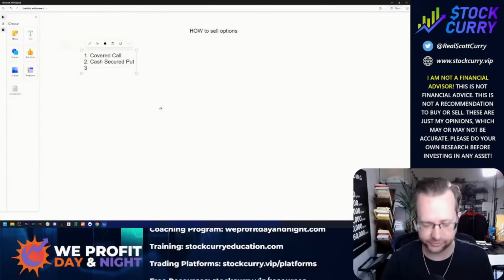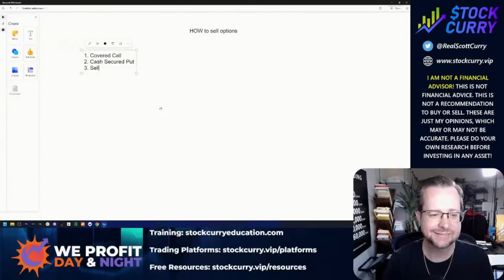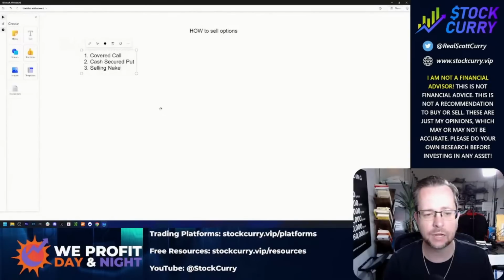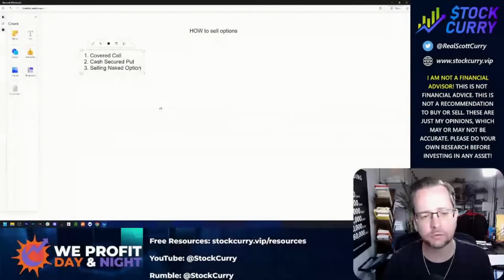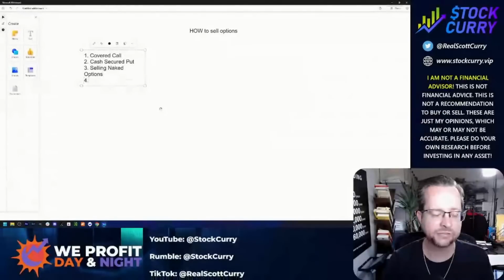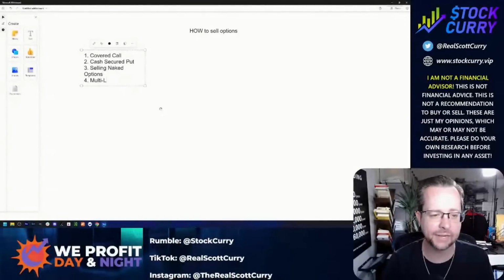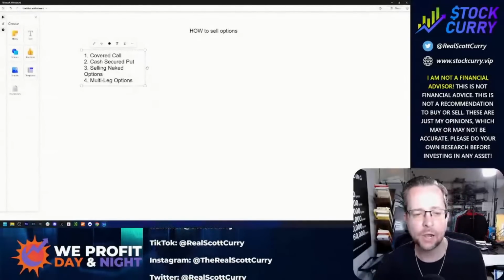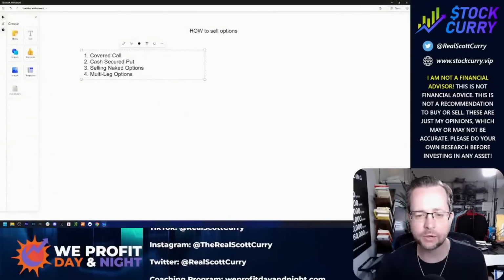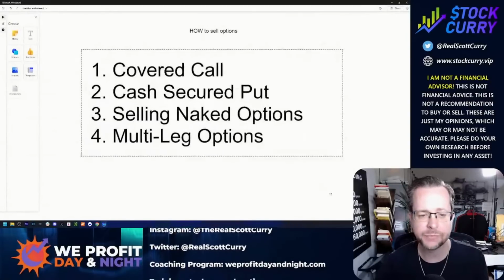Another way to sell options is by selling what's called a naked option, which is where you're literally just selling a call or put. And the other way to sell it is with multi-leg options. Now, of these, there are some good ones and there are some bad ones.